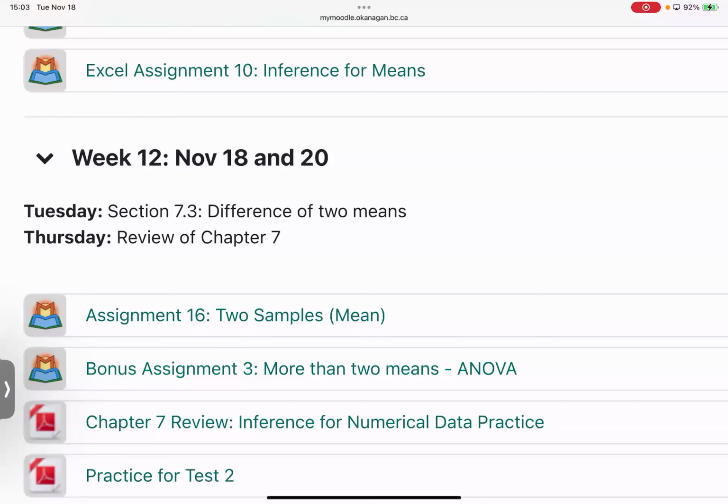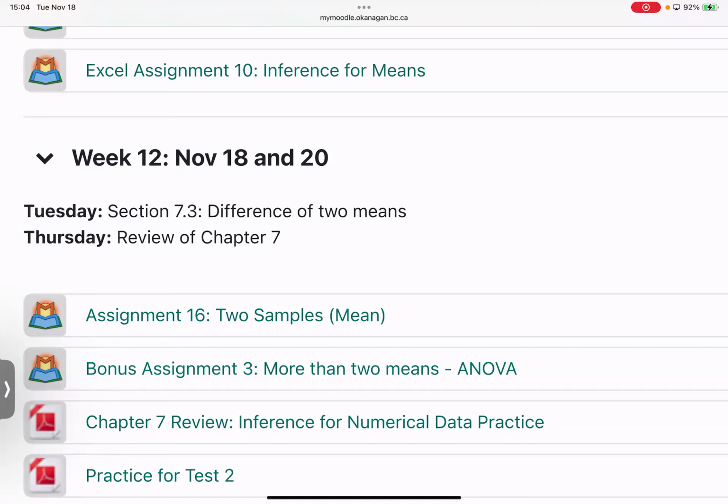Then what I have planned for Thursday is we'll do a review of chapter 7. So just introduce all the things and then review it in that one class, where we go through a couple of questions. They're so long when I talk about them, and we don't have time to do a lot of them, but we'll have time to do one of each: one sample mean, paired data, and then the two sample means.